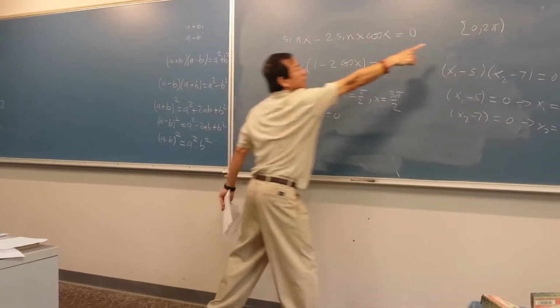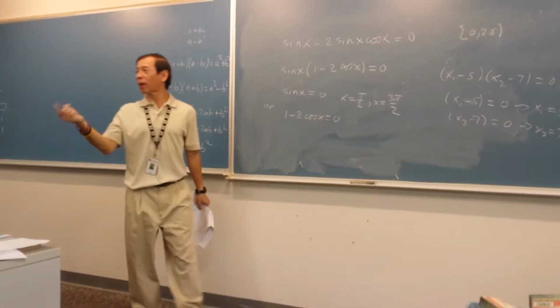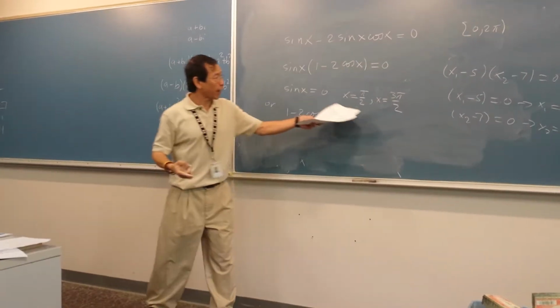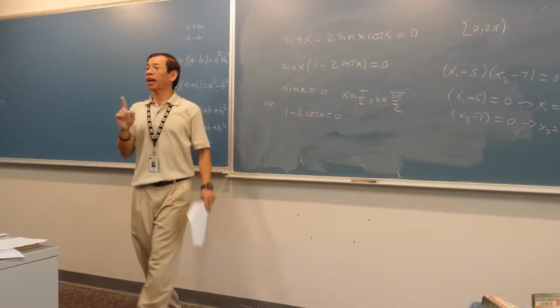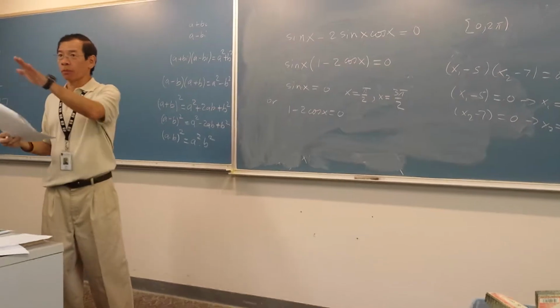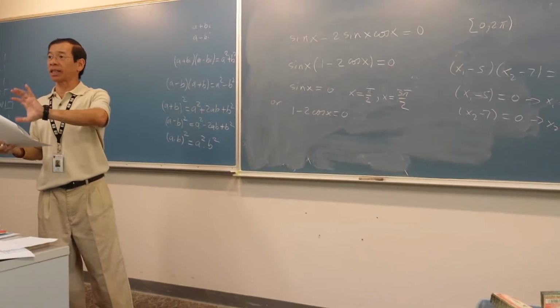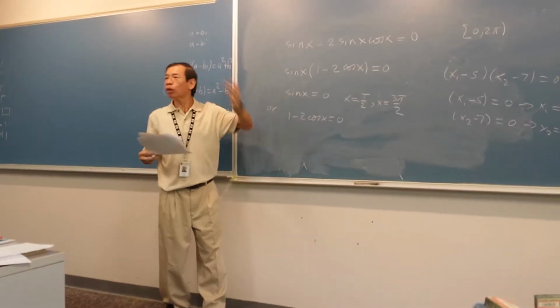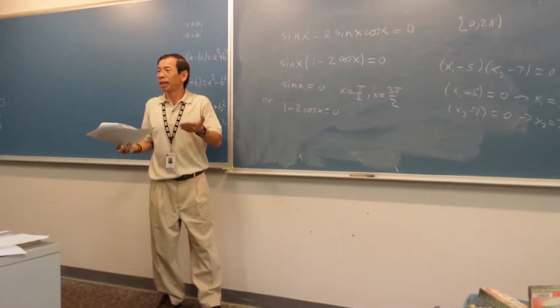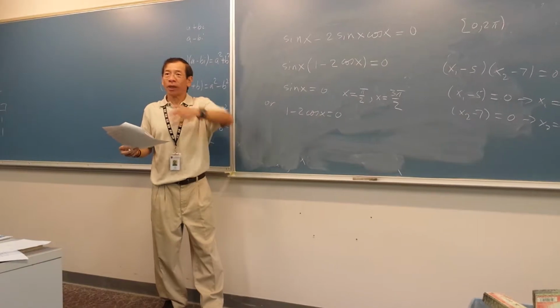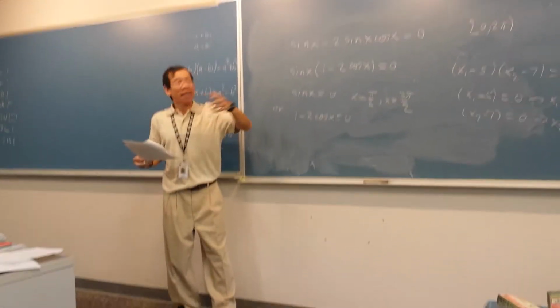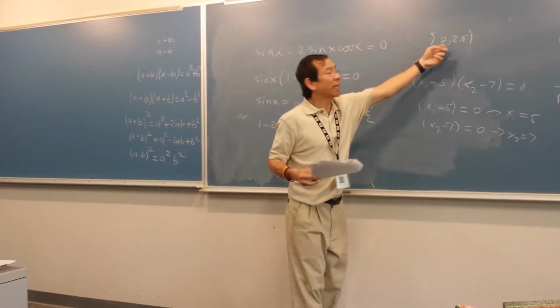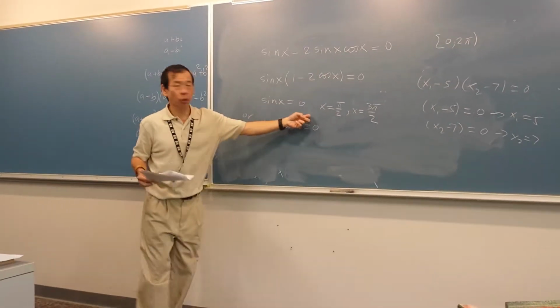Because these two are in this interval, and we know from our unit circle that we have two solutions. That's very important, because when you solve for x, you will have multiple solutions, since on the unit circle you can go around multiple times to the same point. If they ask you in this interval, you have two solutions.